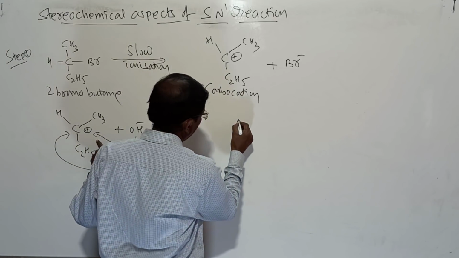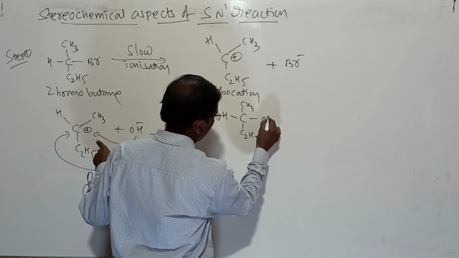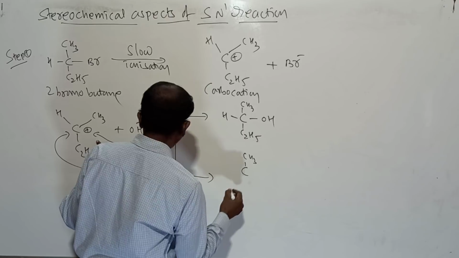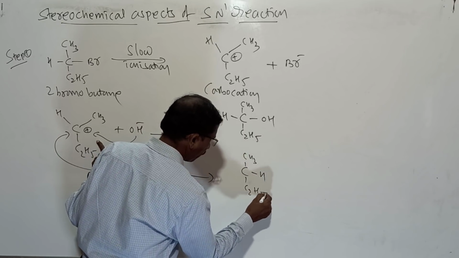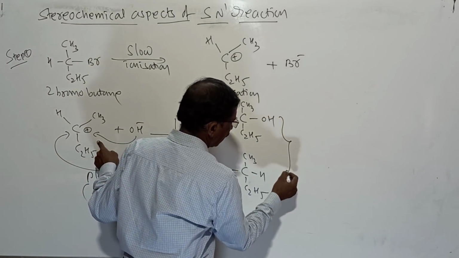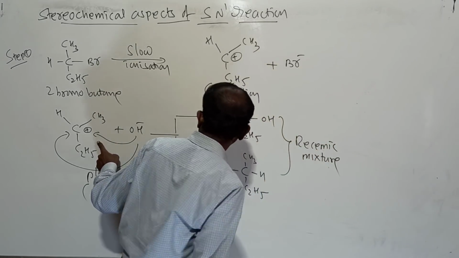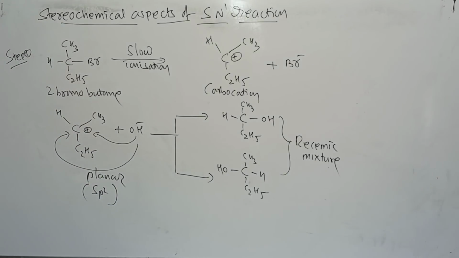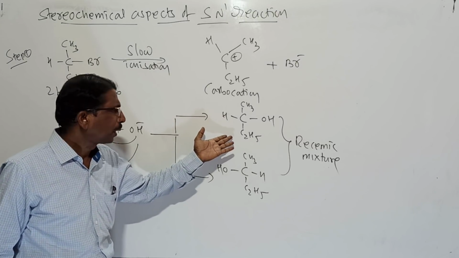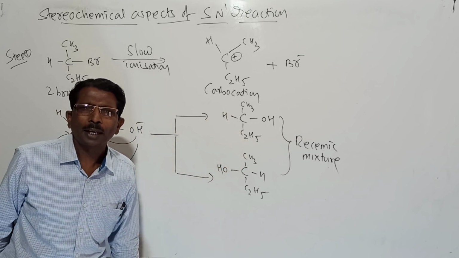Look here, if it attacks here, then it forms CH3, H, C2H5, OH, and the other one I will write as CH3, H, C2H5, OH. So both together give a racemic mixture. It is an example here. One product and the other product are formed in a 50-50 ratio. Then it is called a racemic mixture.